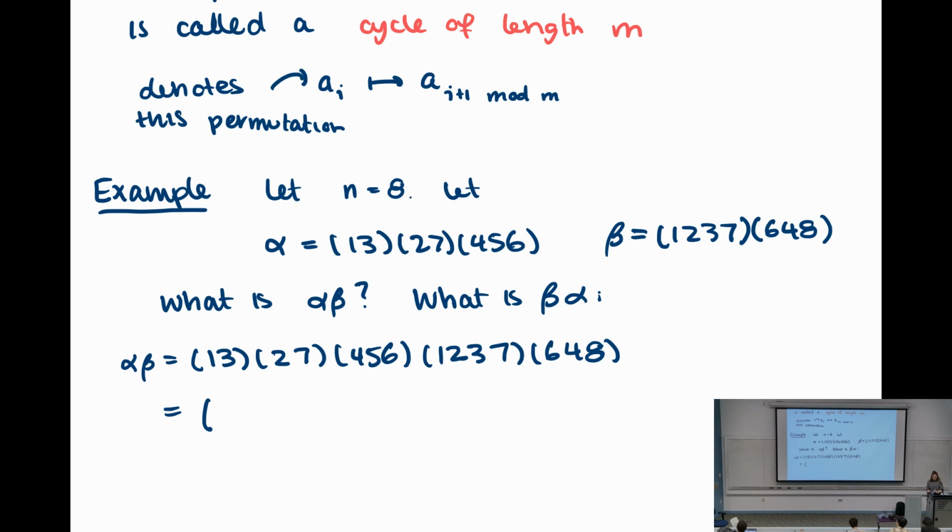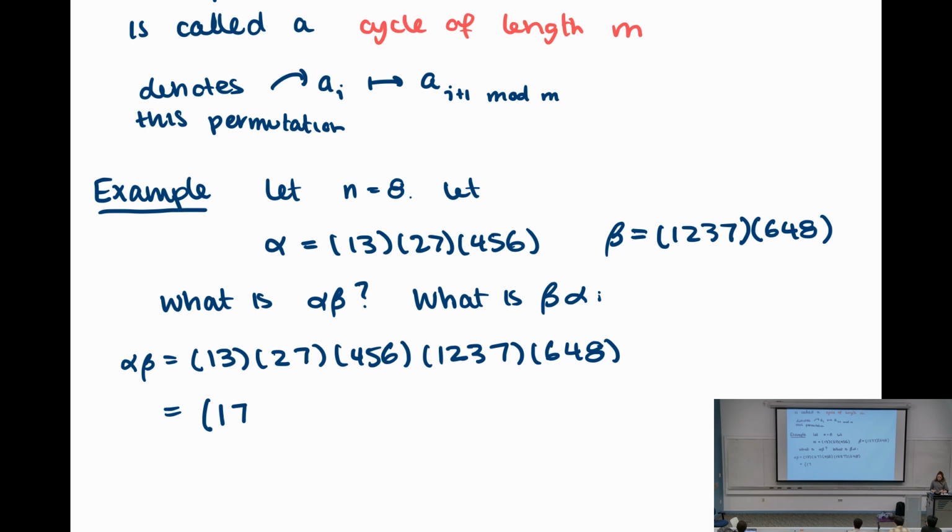So I'm first just going to wonder what happens to 1. If I start over here, this cycle does not contain 1, so it does nothing to the element 1. If I look here, 1 is sent to 2. Okay, so now I need to keep track of what happens to 2. Here, 2 does not appear, and then in this one, 2 is sent to 7, and then from here, 7 is fixed. So overall, this product will send 1 to 7. Does that make sense?